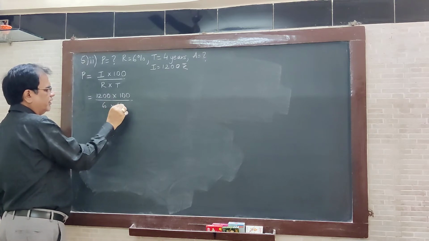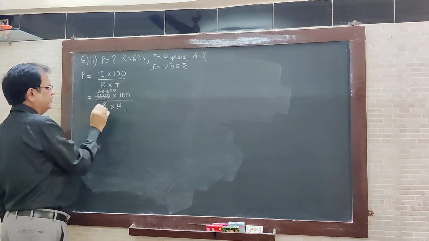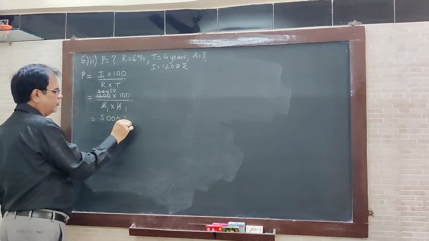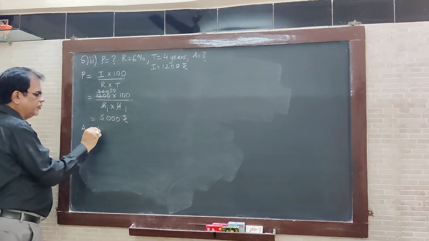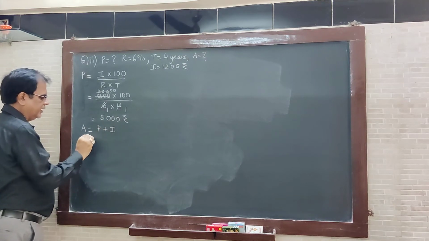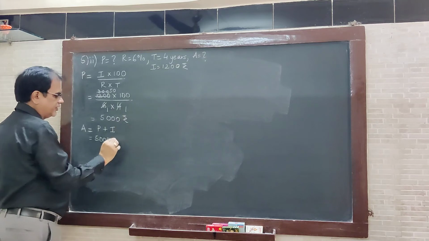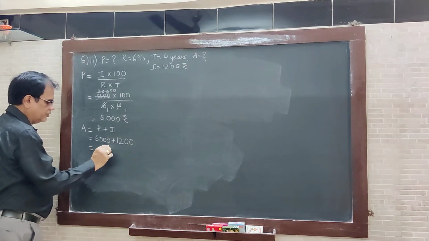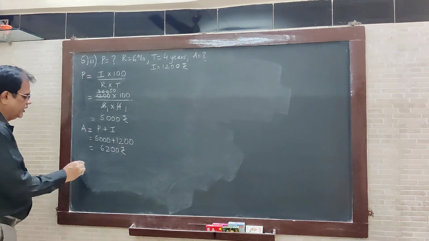Okay. So 4 ones are 4, 4 threes are 12, 0, 0. 6 ones are 6, 6 fives are 30, and 1 0. So 50 multiplied by 100 will give you how much? 5,000 rupees. So principal is equal to 5,000 rupees. Now amount is equal to principal plus interest. Principal you found out 5,000 and interest is given to you 1,200. So 5,000 plus 1,200, total amount you will get is 6,200 rupees.